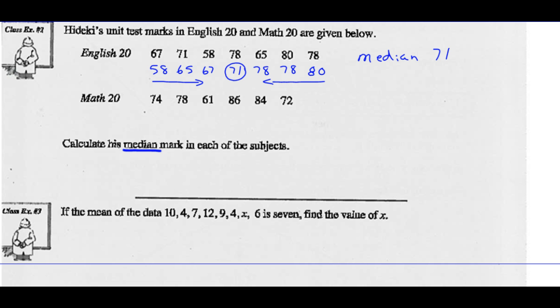You guys do the same thing. No, the math one's going to be a little more difficult, so let's look at the math one. Again, let's do it lowest to highest. Lowest number is 61, then 72. Looks like we got a 74 next, then a 78, and then we've got an 84 and an 86.